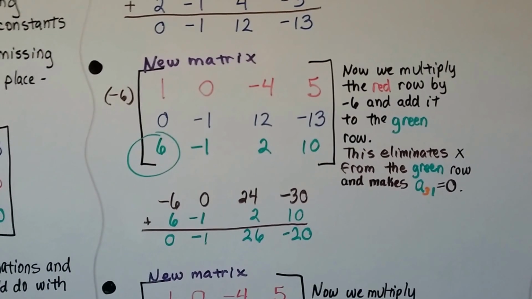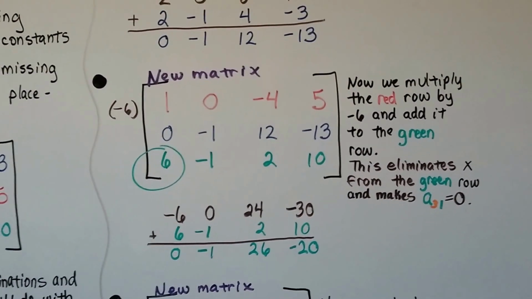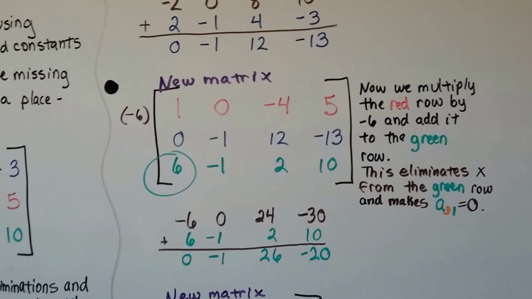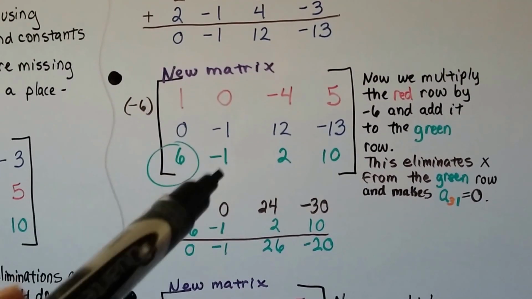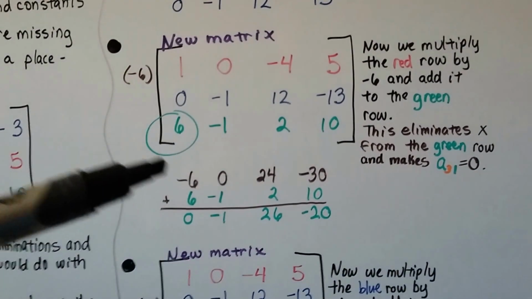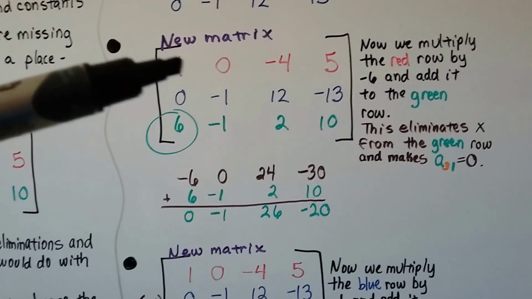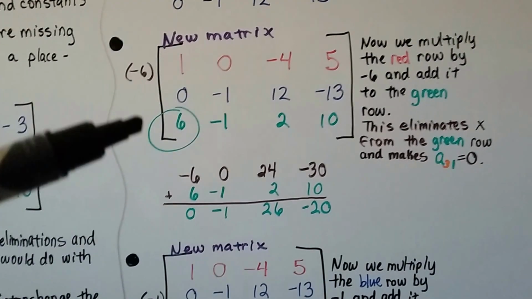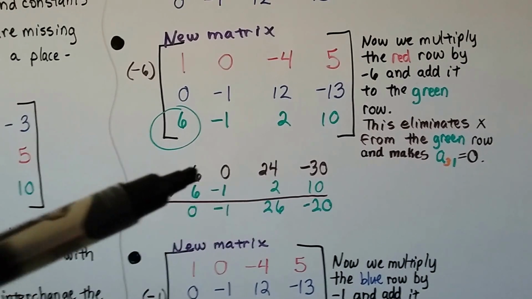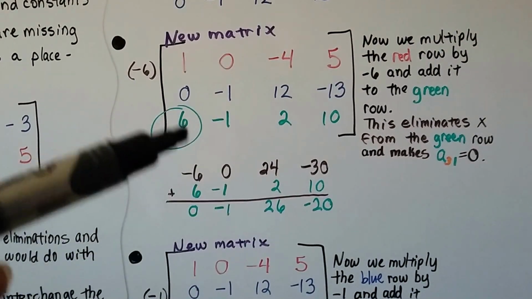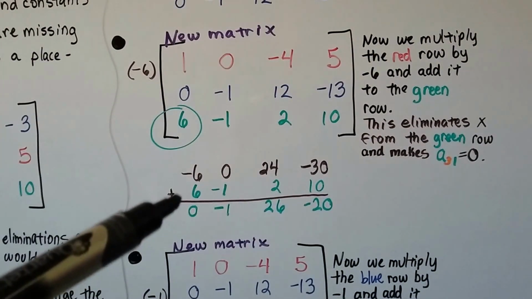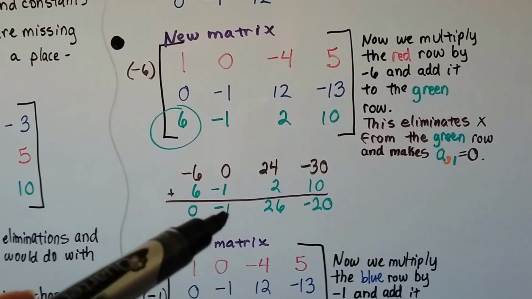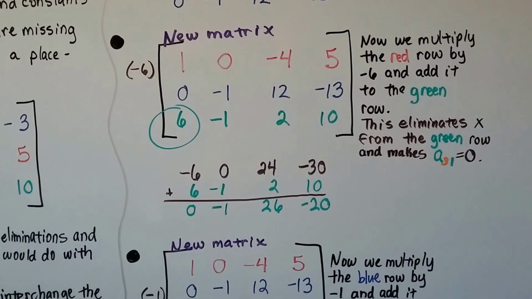Because remember, we're trying to get it in triangular form. We're trying to make everything below that main diagonal zeros, right? So we're trying to get all these to be zeros. So now we're going to add this multiplied by a negative 6 in its new form to this green one. We're going to get a 0 for our x. We have a negative 1, a 26, and a negative 20.